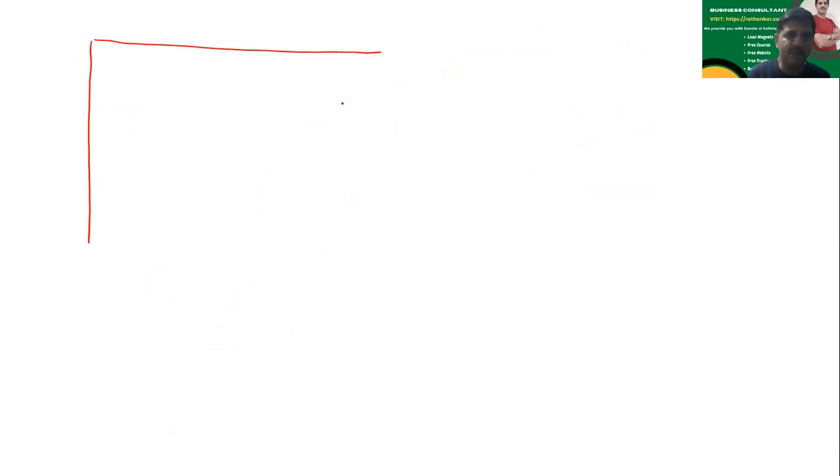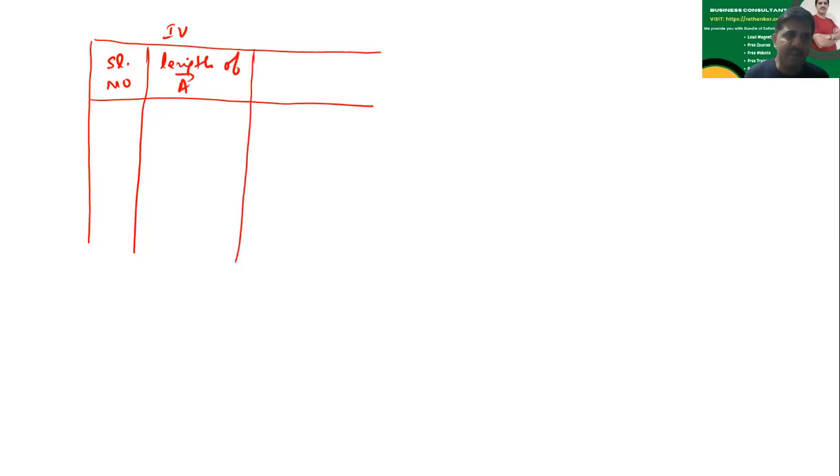In a tabular column, what do we have here? We have initially the serial number. And then you have the independent variable, I will write on top. What is your independent variable? The length of vector A. This is your independent variable. When you write the length of vector A, you are measuring this in some unit. Mention centimeter, right? You are measuring it in centimeter.